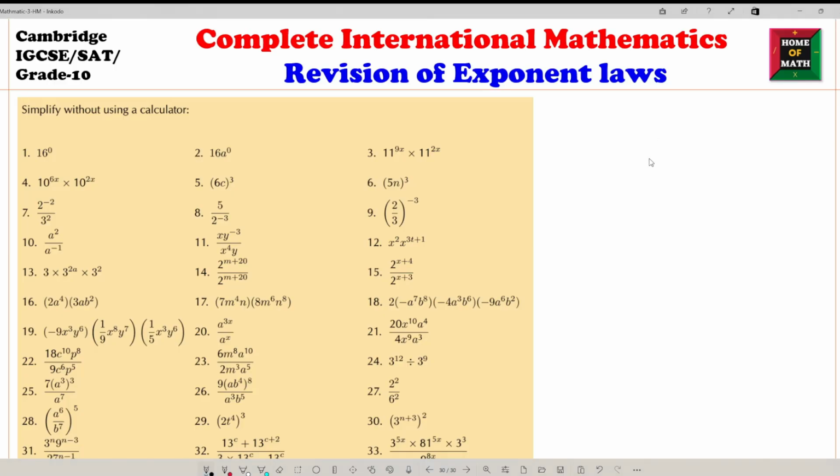Here is around 39 math. Once you complete this one, our revision will be very good. Number 1.